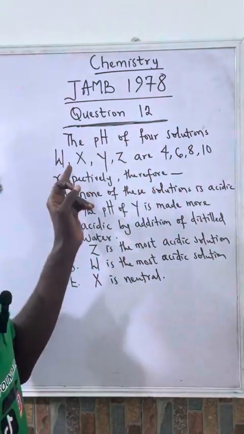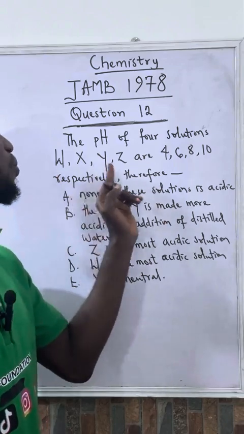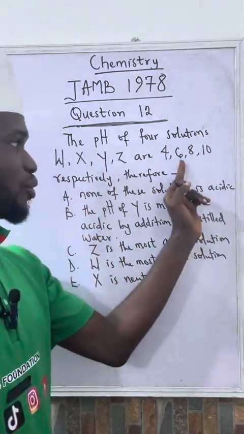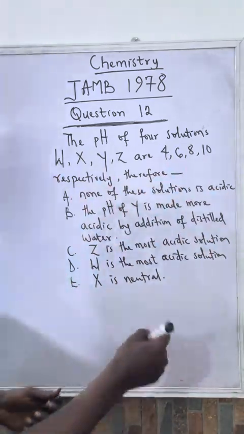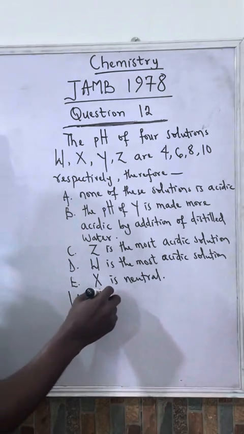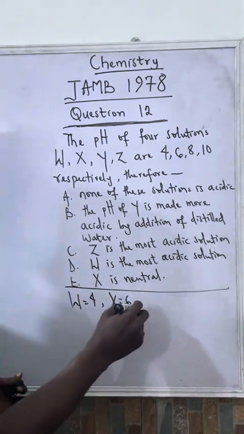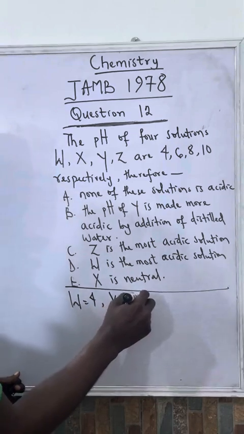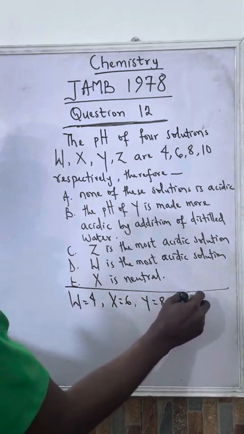First of all, the pH of each of these solutions W, X, Y, Z is given above. That's 4, 6, 8, 10 respectively. So that means the pH of W is equal to 4 and the pH of X is equal to 6. And also the pH of Y is equal to 8 and the pH of Z is equal to 10.